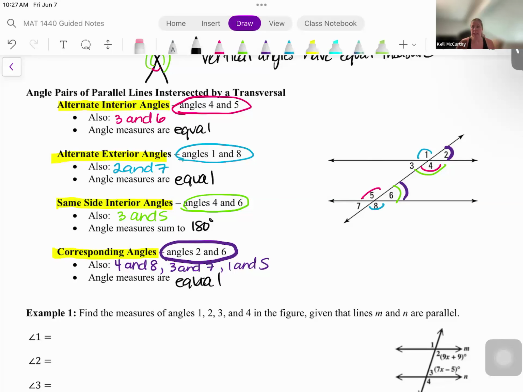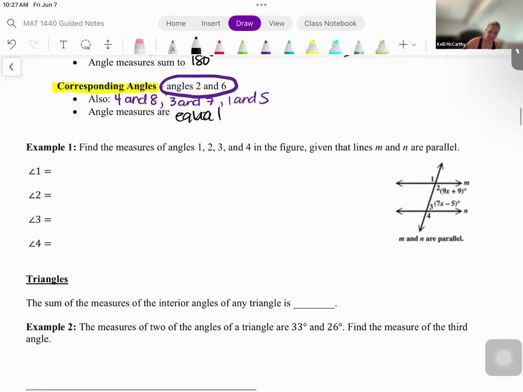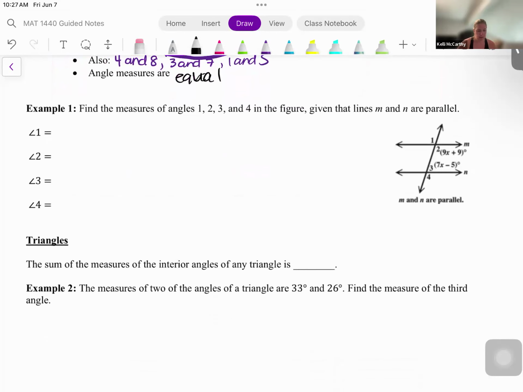So knowing these properties, these special angle pairs, can help us find the values of certain angles. Find the measures of angles 1, 2, and 3. So just quickly looking at our picture, here's angle 1, here's angle 2, here's angle 3. And angle 4. In the given figure, knowing that lines M and N are parallel. So let's start with just trying to solve for x, since we know we need to know what x is, even just to find angles 2 and 3.